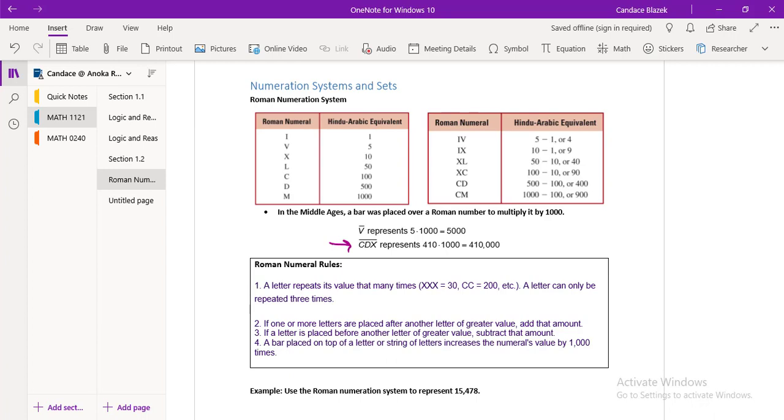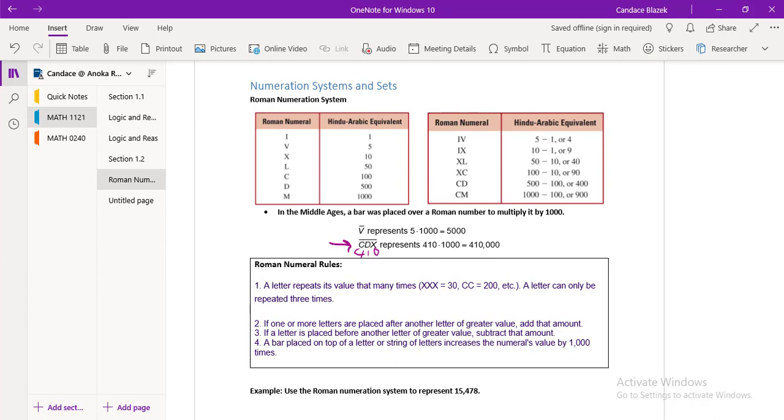Now, when we look back down to what we have here, C is 100 and D is 500. Notice the bar is over all of it, so we want to discover what CDX means before we multiply it by 1000. The C is smaller in value, 100 before the D, which is 500. So it would be 500 minus 100, that would be 400. And then the X comes after, so it's 410. And that is why, multiplied by 1000, we get 410,000.